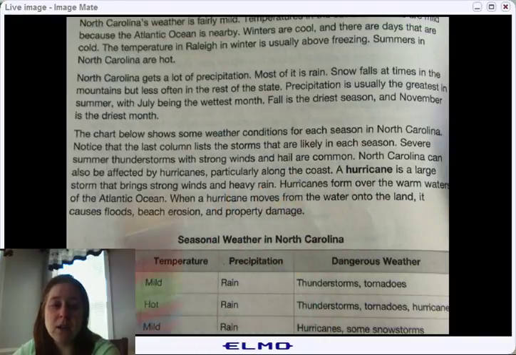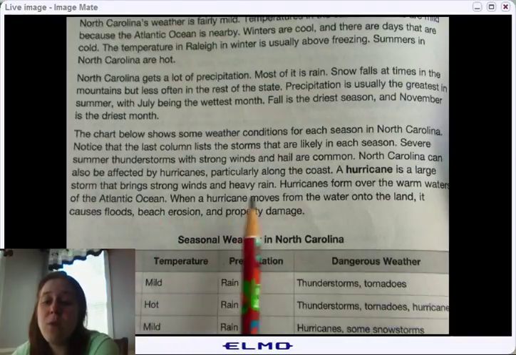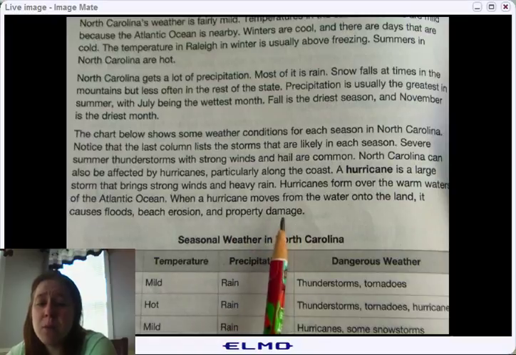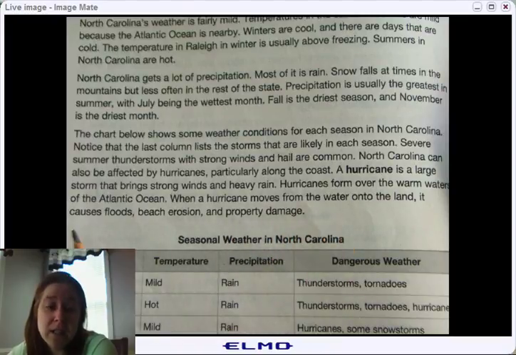A hurricane is a large storm that brings strong winds and heavy rains. Hurricanes form over warm waters of the Atlantic Ocean. When a hurricane moves from the water to the land, it causes floods, beach erosion, and property damage.